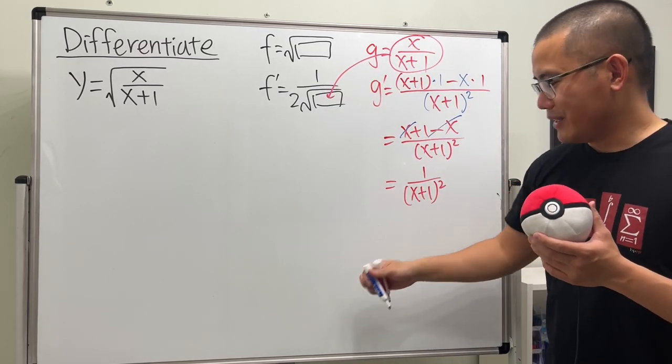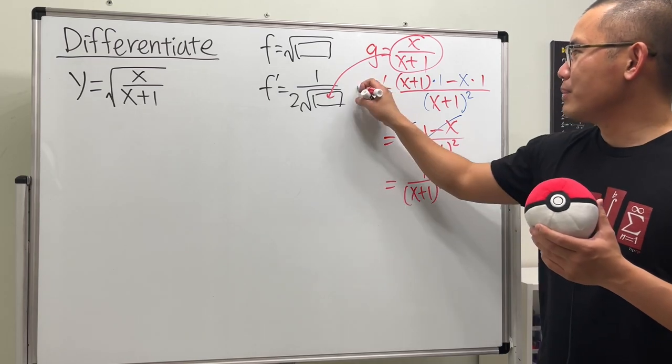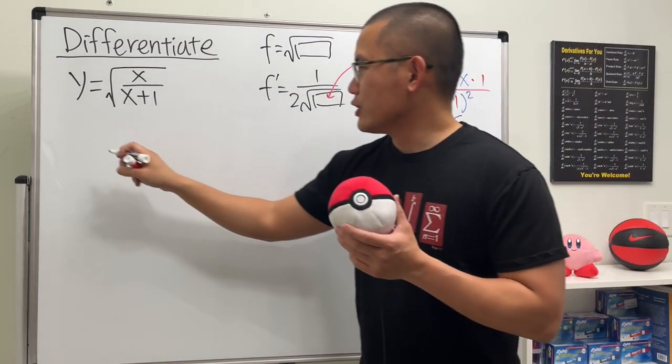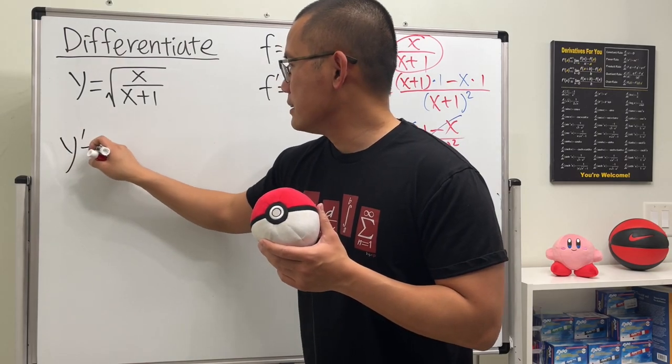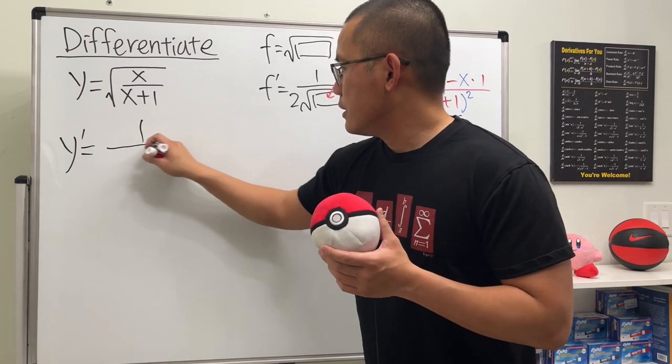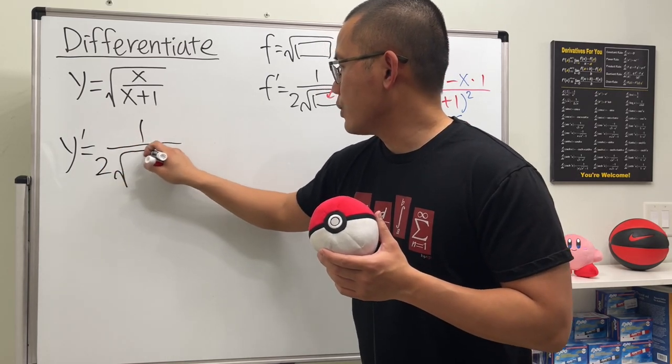It's going to be pretty crazy. And then we are going to multiply this with that. And this is the chain rule part. And now let's go ahead and just put this down right here. Y prime is equal to, first, we have 1 over 2. And then open the square root.